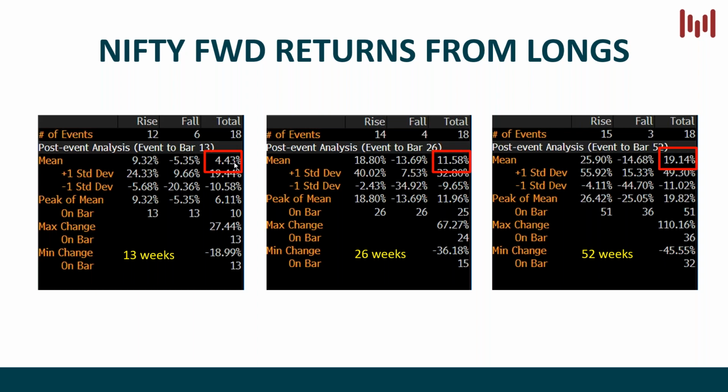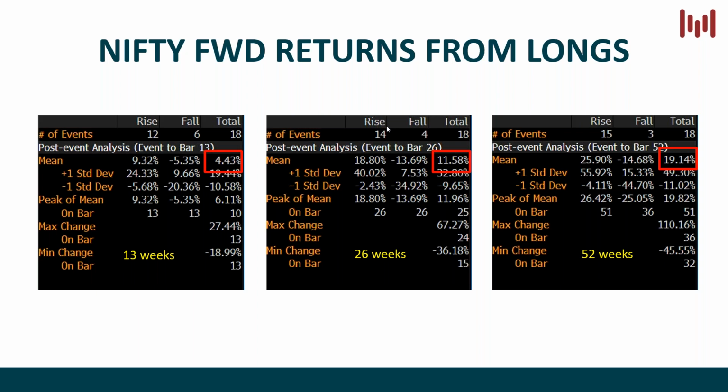And we're not even talking about active management. We're just talking about buy and hold. If I increase the investing horizon or the holding period from 13 weeks to 26 weeks, the total number of events doesn't change. The signals will remain the same, 18 out of 18. But now this number has jumped from 12 to 14, which means in 14 out of 18 cases, 26 weeks later, the Nifty was at a higher value compared to the value at which I bought.